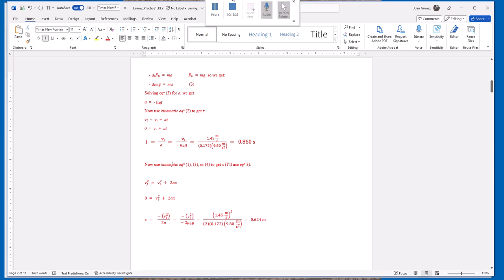Alrighty, so let me go ahead and save this video. Let me pause it for a second. Yeah, I just changed the acceleration. I put it in green. So every time you see an A, you'll see it's in green, and A is minus mu k g. That's all I did. So let me go ahead and save this video.